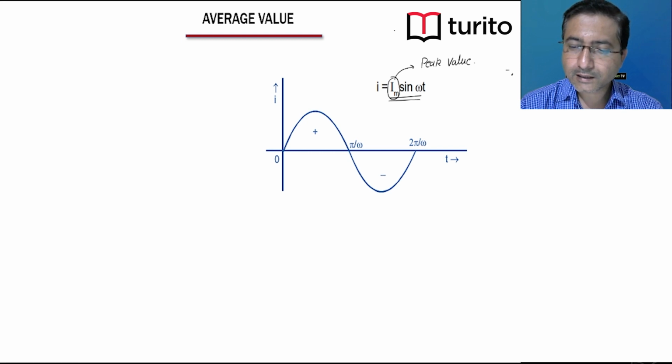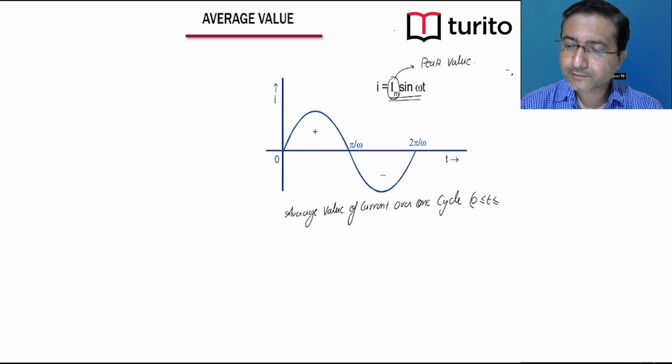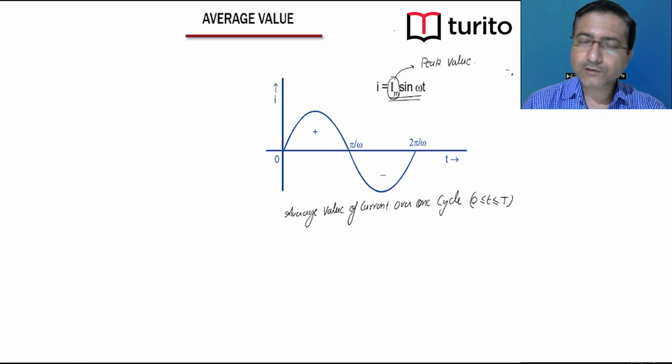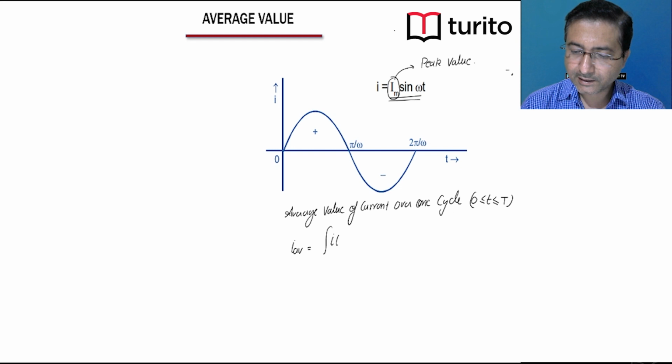And if I ask what is the average value over one time period, over one cycle? One cycle means 0 to capital T. What is the average value of current over one cycle? So the formula is the integration of I as a function of time dt, and then divided by the integration of dt.